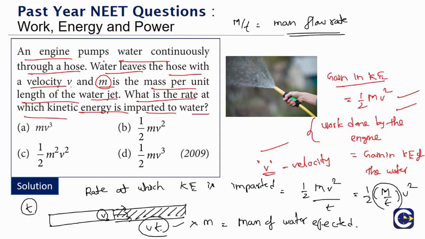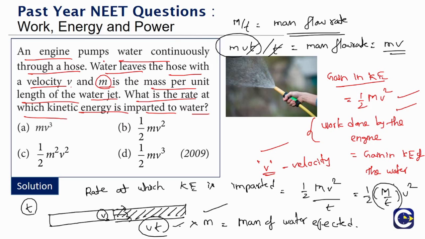How do you know the mass of this? Multiply this with mass per unit length. We will get the mass of water that is ejected. So small m into V into T. This is the mass of the water that is ejected in how much time? In a time t, right? So if you divide that by t, what will you get? You will simply get the mass flow rate. What is the rate at which the mass is coming out? And what is it numerically equal to? Small m into V. The mass flow rate is numerically equal to small m into V. Okay.